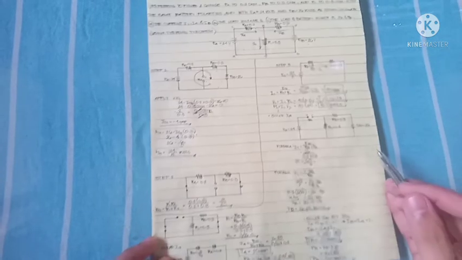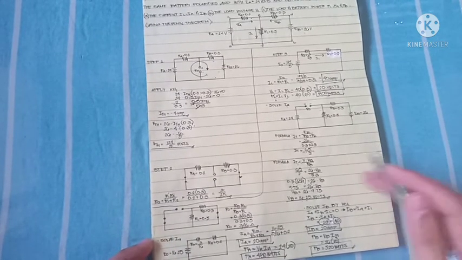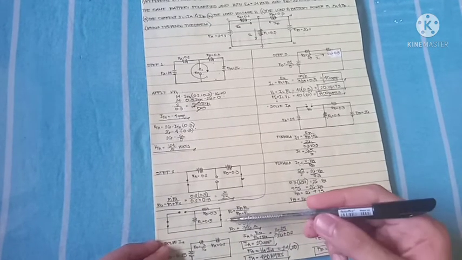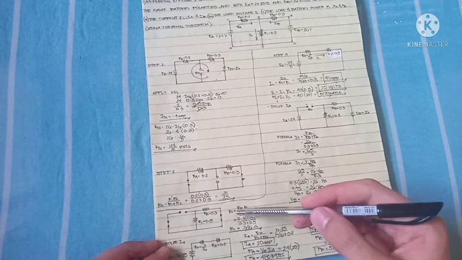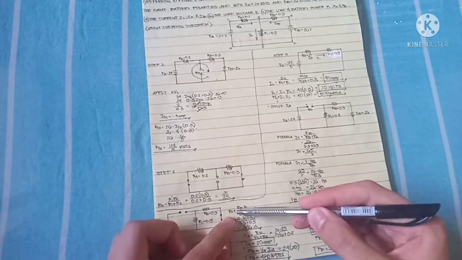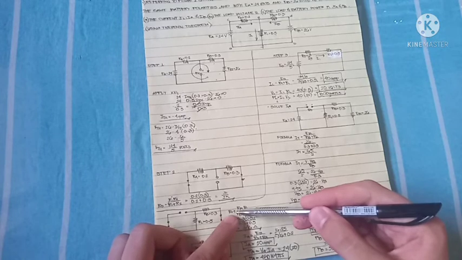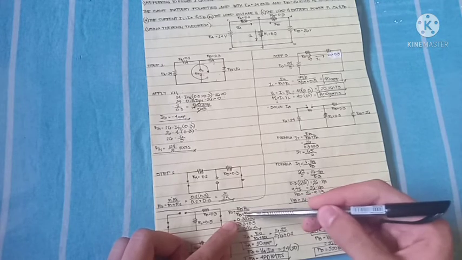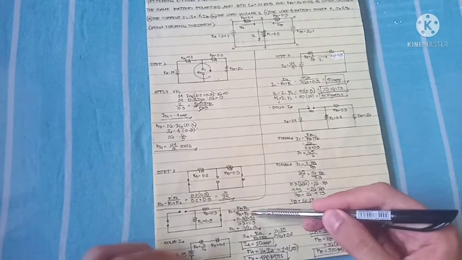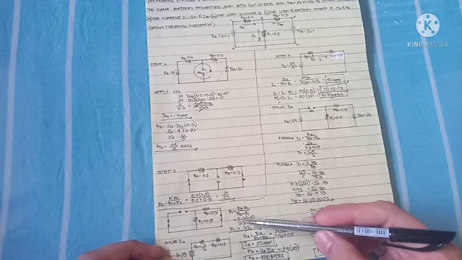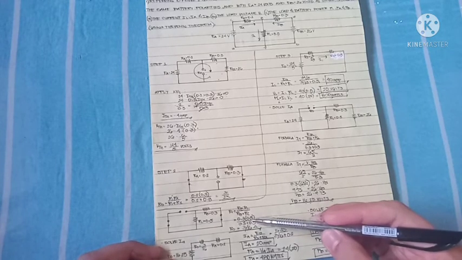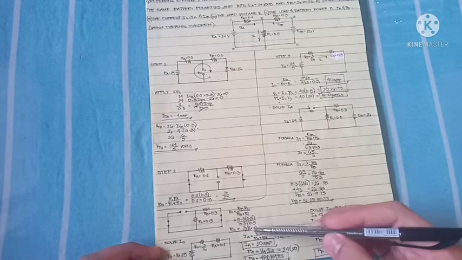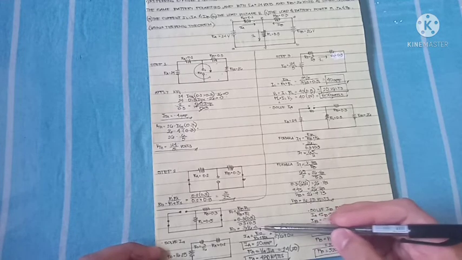Now let's solve for the Thevenin resistance here. The Thevenin resistance is equal to RB times RL over RB plus RL. Substitute the values: 0.3 times 0.5 over 0.3 plus 0.5. The Thevenin resistance is equal to 3 over 16 ohms.